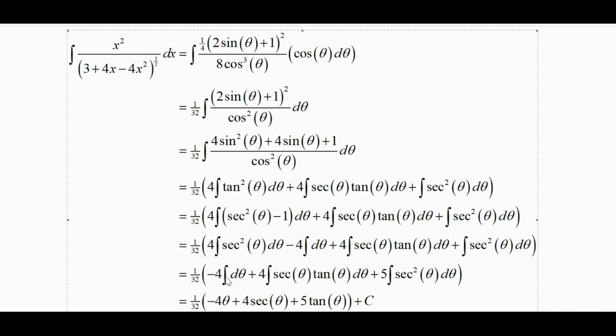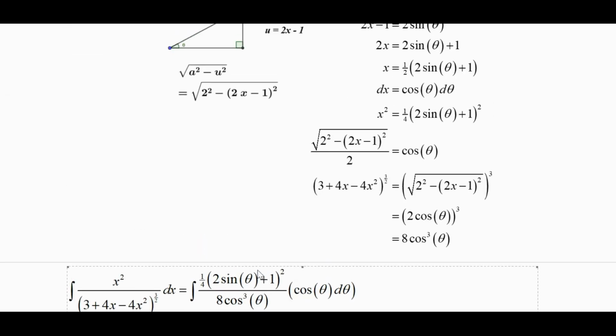All right, now we can go to town here. The integral or antiderivative of d theta is just theta. The integral or antiderivative of secant theta tangent theta is secant theta. Derivative of secant theta is secant theta tangent theta. Remember? And the derivative of tangent theta is secant squared theta, so the antiderivative of secant squared theta is tan theta. Still got my 5. So at this point I have 1 over 32 times parentheses negative 4 theta plus 4 secant theta plus 5 tangent of theta, close parentheses, plus c.